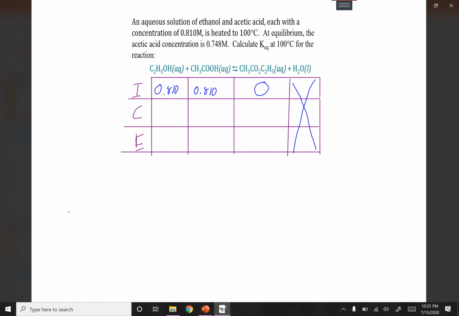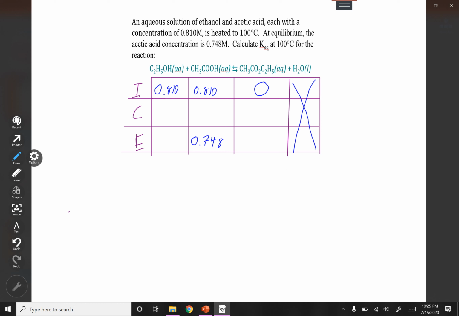Okay, so a little bit different here. Before we knew this concentration, but this time it's told us the acetic acid concentration. So what can I do here? Well, instead I'll put it here, 0.748. And again, that's a molarity. So it doesn't matter what information they give us about the equilibrium, we can still fill in this table.